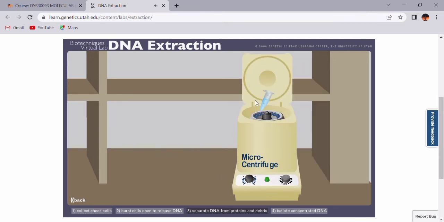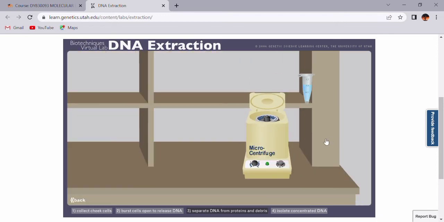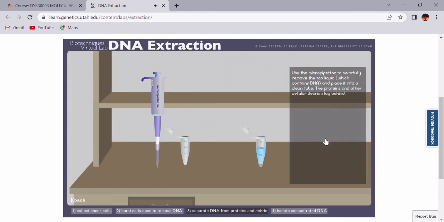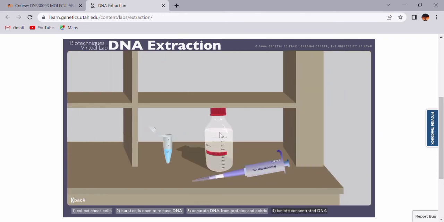Then place the tube into the centrifuge. Inside the centrifuge, the tube spins around at high speed. This causes heavy clumps of protein and cellular debris to sink to the bottom of the tube, whilst the strands of DNA remain distributed through the liquid. Next, use the micropipette to carefully remove the top liquid and place it into a clean tube. The proteins and other cellular debris stay behind.